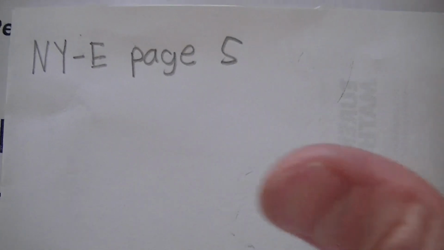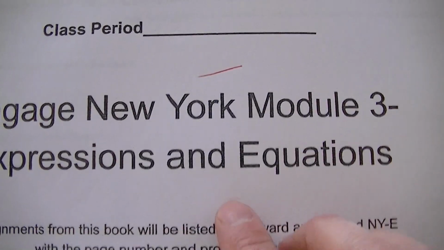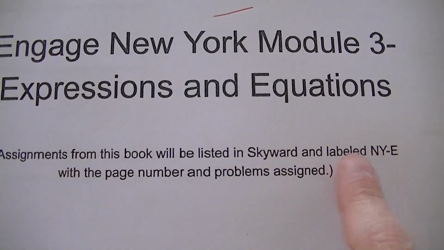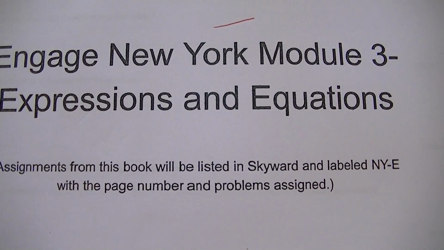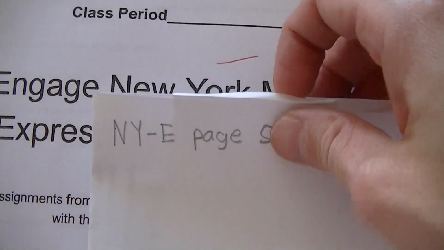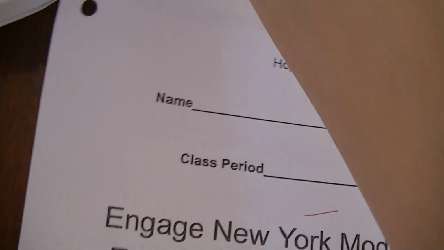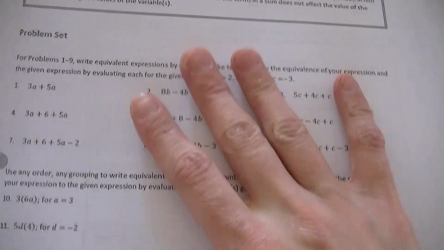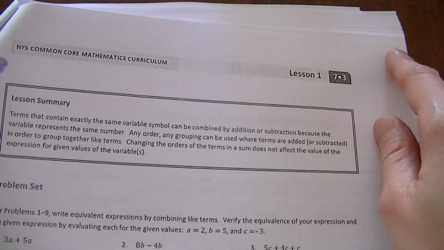Okay, this assignment is from your Engage New York Module 3 book, and this is how it's labeled in Skyward, like this, with the page numbers and problems assigned. And since it's just page 5, you're going to do all of page 5, okay? Now, when it's just one page, you are allowed to write directly on your math book, but please make sure you put your name up here in class period.